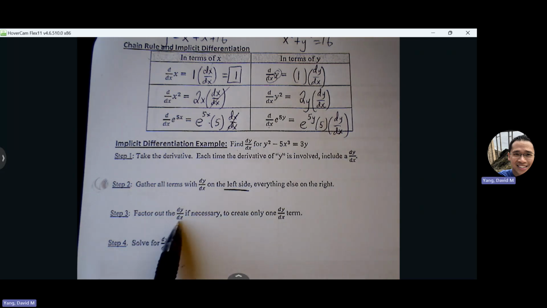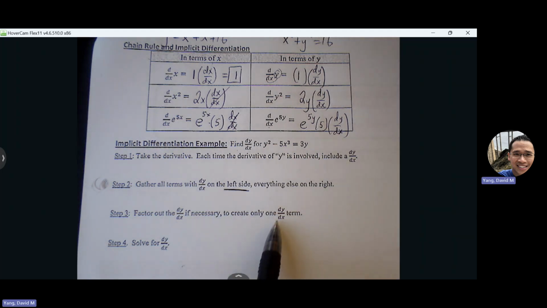Next up, I should be able to factor out dy dx from each of the terms, if there's more than one term. And then finally, I should be able to divide everything over and then solve for dy dx. Right, let me show you what that looks like.